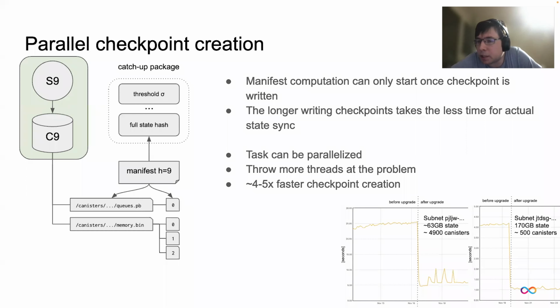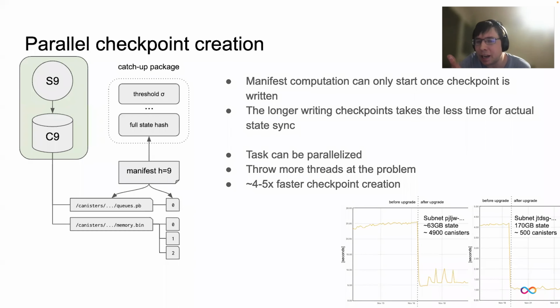You can in fact see the graphs on the bottom right. So our subnet jtdsg, the graph shows the time it takes to do checkpoint writing just before and just after the upgrade, so when the upgrade was rolled out. And you can see it falls like a cliff from around 4 seconds to 1 second. Now, you might say saving 3 seconds out of 15 minutes isn't really that amazing. And I guess you're right.